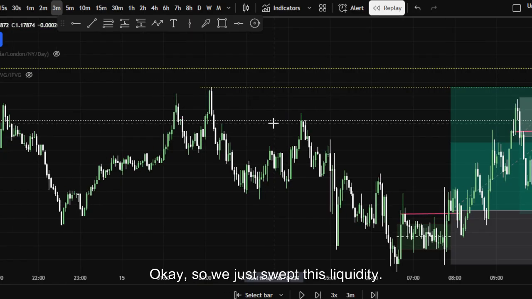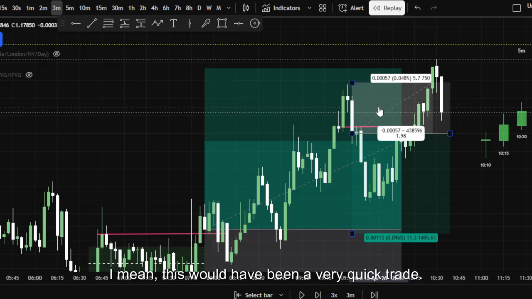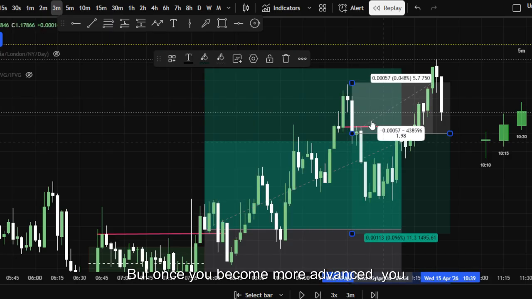Okay, so we just swept this liquidity. We haven't taken this one yet. So I'm still never going to take that short. Unless I am very quick. I mean, this would have been a very quick trade. You see that and you immediately take all your position out. Would have been very risky. Don't recommend it. But once you become more advanced, you start to see things like that.